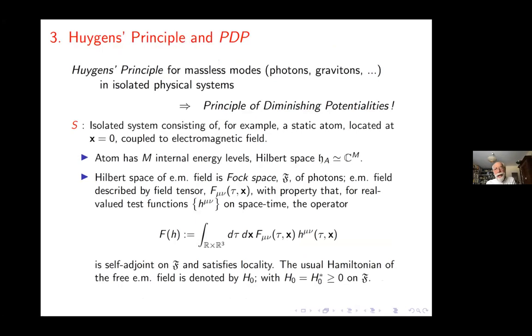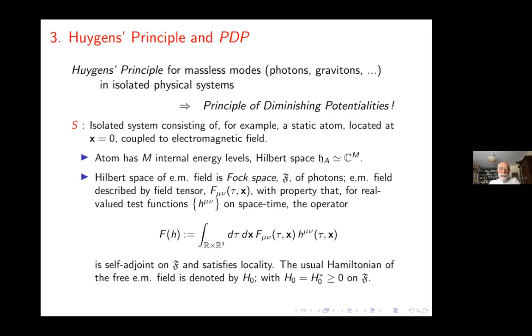Now I want to explain why this principle of diminishing potentialities actually holds true in certain typical simple systems that can be used to describe experiments. I claim that massless modes, photons or gravitons, play a crucial role in physics, in particular in the description of experiments in quantum mechanics. And let's see why that is. So let's suppose S is an isolated physical system that might consist, for example, of a static atom that is nailed down at the origin in space, and it is coupled to the electromagnetic field.